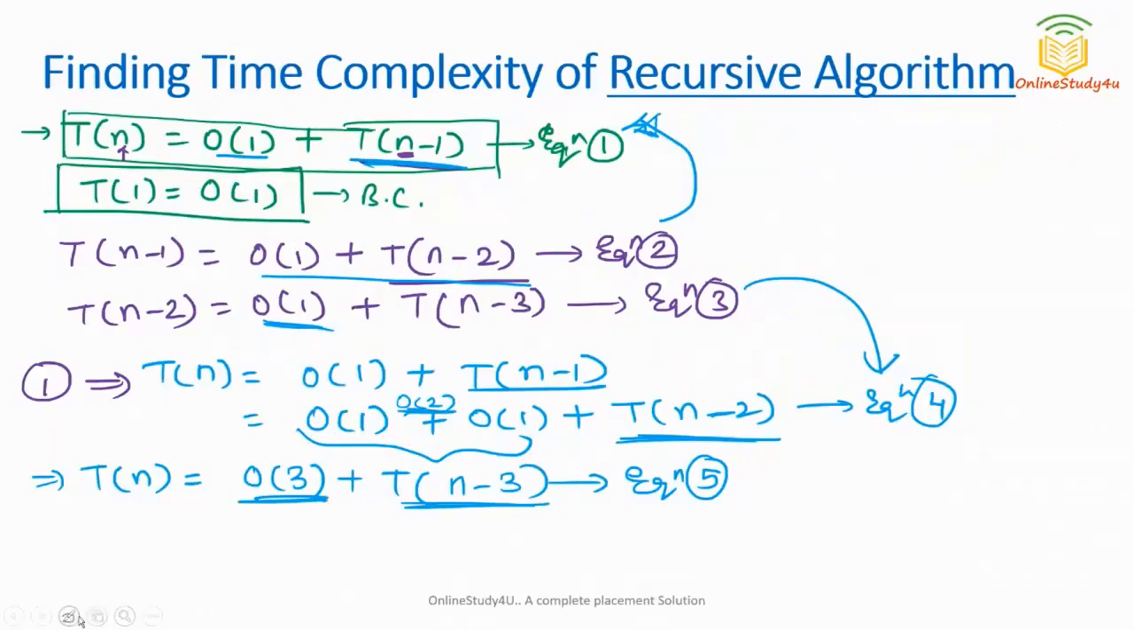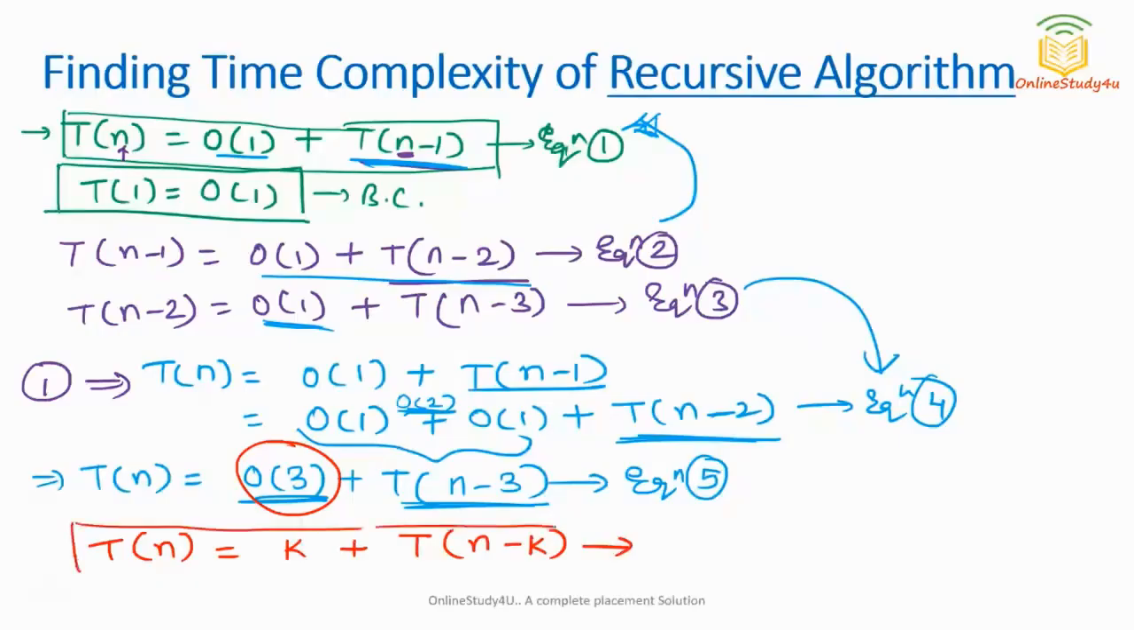If we generalize this expression, it will become nothing but t of n is equal to, suppose this whole thing I am considering as k, so k plus t of n minus k. Is this making sense? This is a general expression. Now what is left? In this we have to eliminate this t of n minus k, and we have one thing with us which we can use.